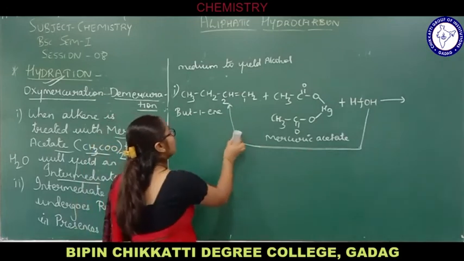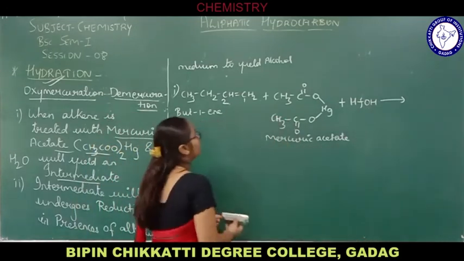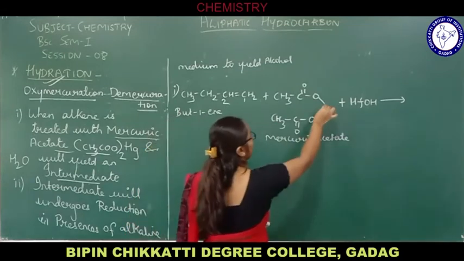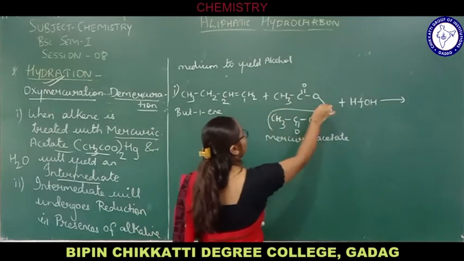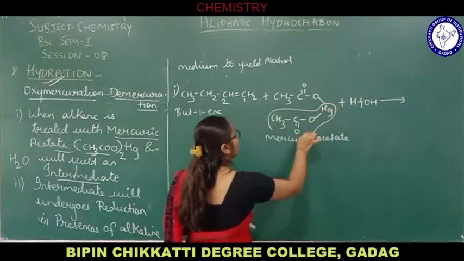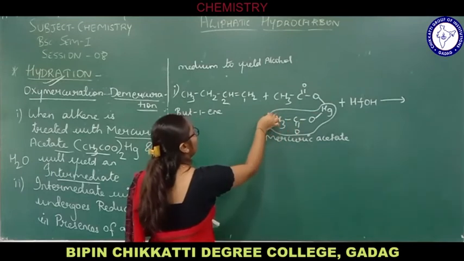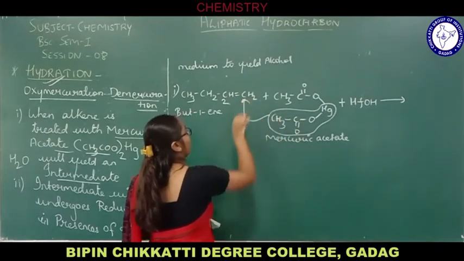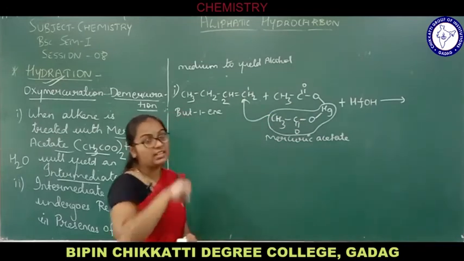Okay, so once it is going and getting combined with the carbon number 2, then the remaining group, which you can see over here and I am just drawing the boundary for it, will go and get attached to this carbon number 1. So the reaction is taking place between carbon number 1 and carbon number 2.